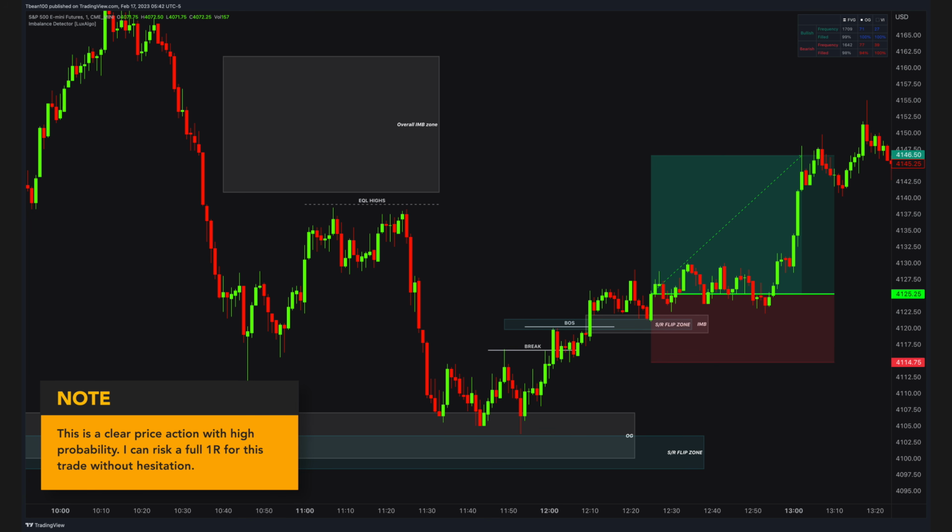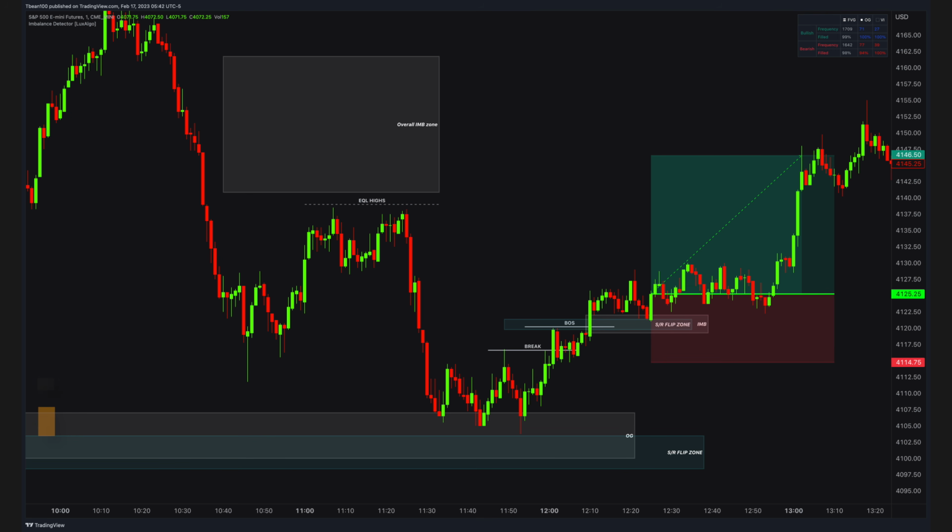This would be an optimal good trade. I would risk a full 1R for this trade. This is a nice high probability trade in my eyes.